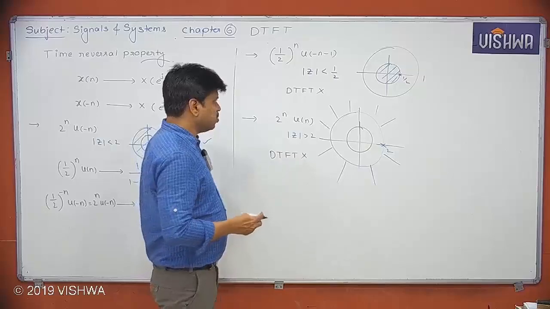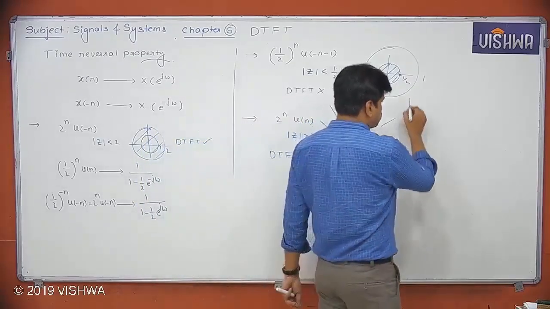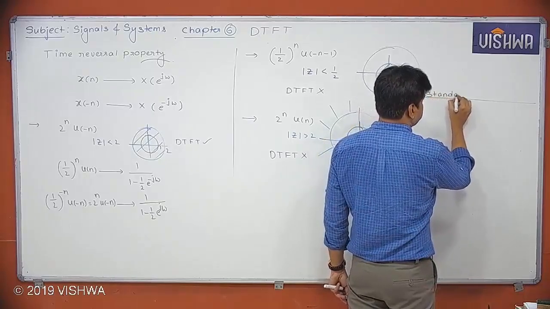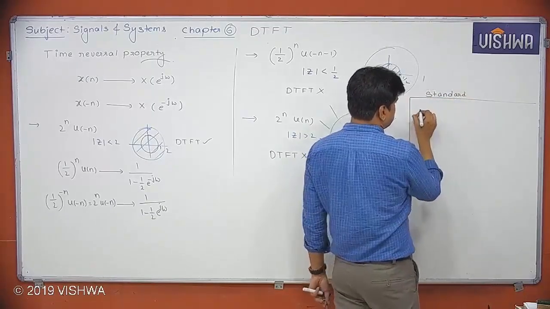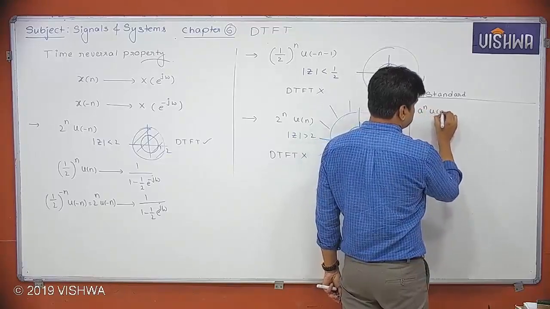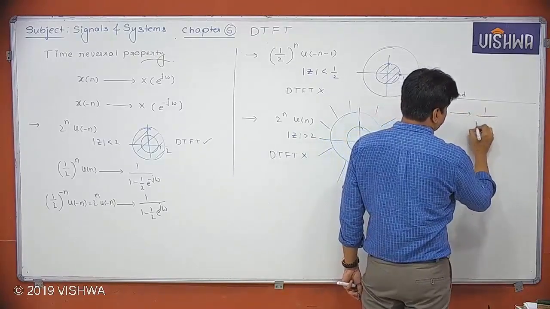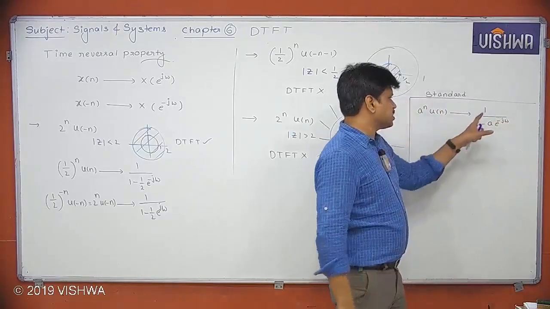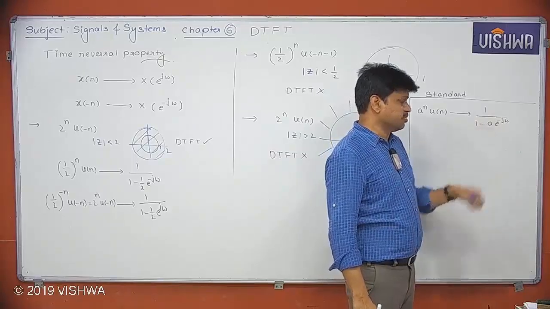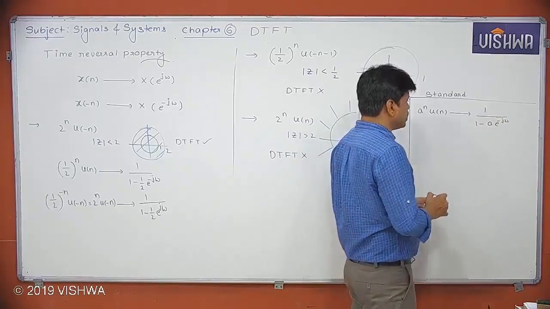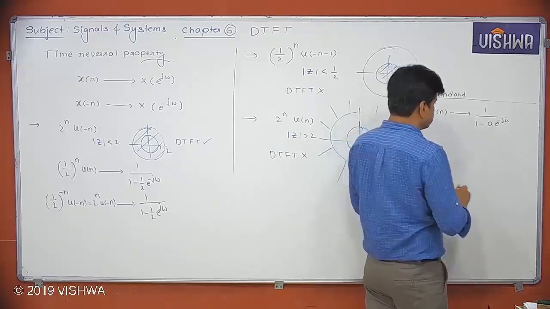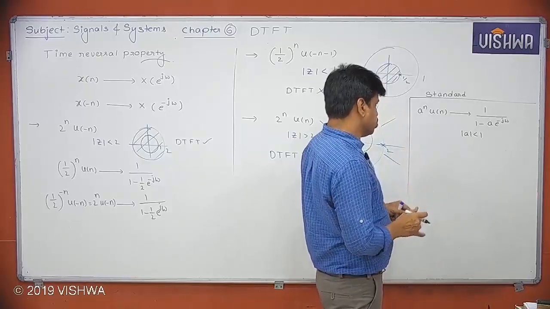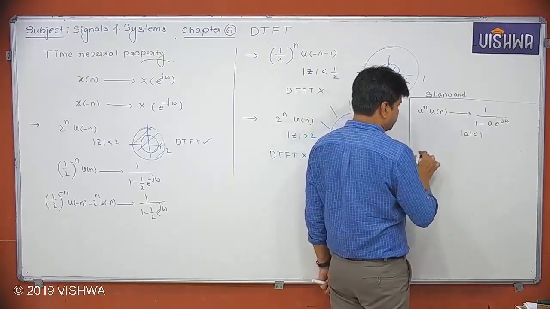Is that clear? So remember, we have two standard things. What is the standard here? A power n u of n has 1 by 1 minus a e power minus j omega. Actually, the Z-transform is 1 by 1 minus a z inverse. So what is the condition to say this? The condition is mod a less than 1 because it is a decaying exponential. Then only can the DTFT exist.